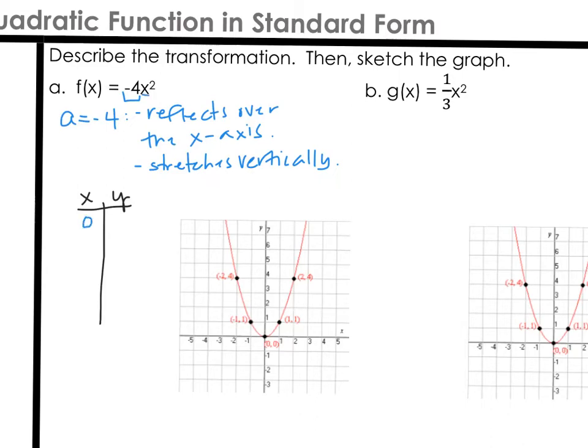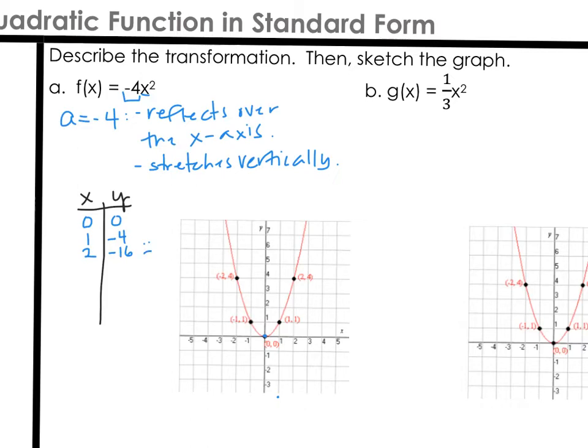Plugging in 0 for x and squaring it would stay 0, times negative 4 also stays 0. So notice the vertex didn't change. But if I plug in 1 for x, 1 squared is 1, times negative 4, now I go all the way down to negative 4. So over 1 to the right, and I'm already off the graph. If I were to count to 2, 2 squared is 4 times negative 4, that would go all the way down to negative 16. And that's too far off of our graph even to plot.